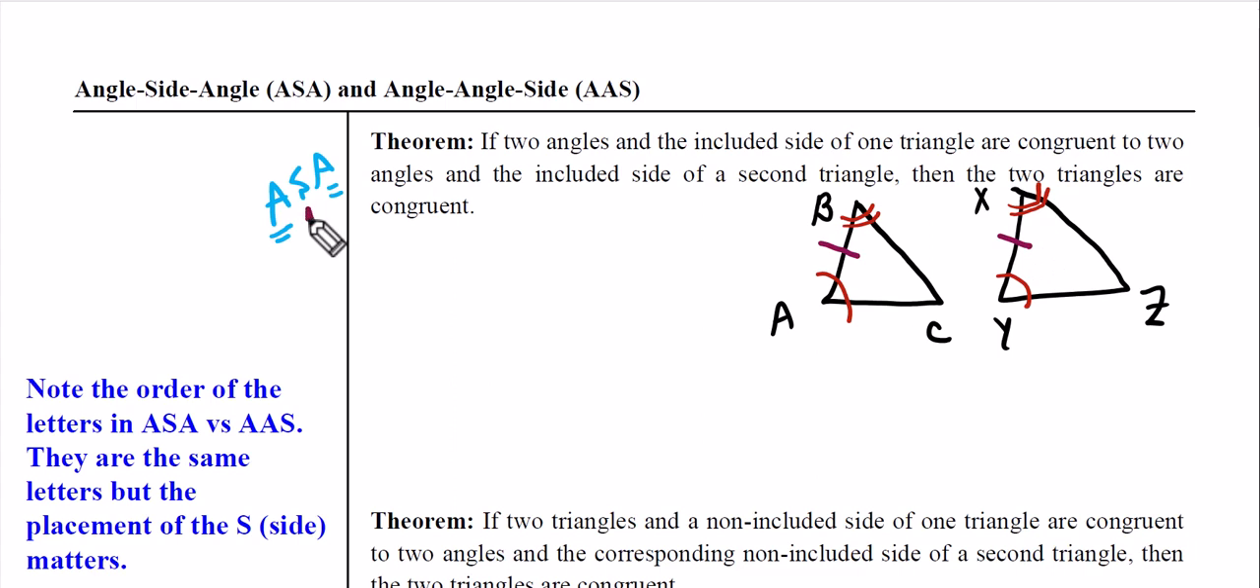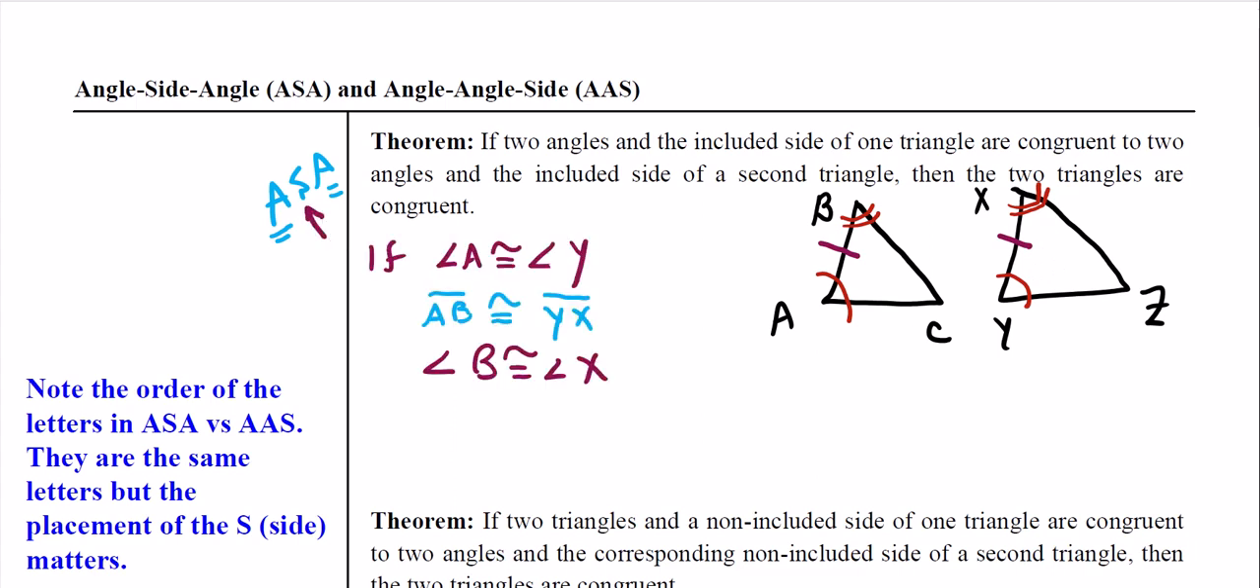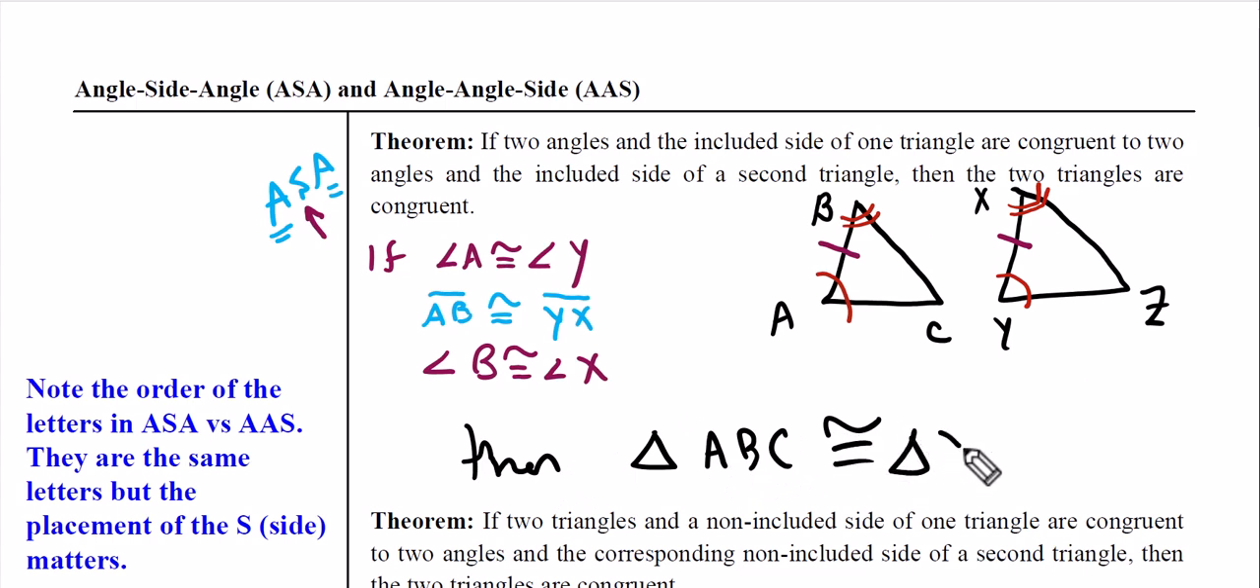That's my S right there in the middle. So we've placed that one in the middle. And it could be any two angles as long as we have the side that's being shared. If that's true, then we can say that the two triangles are congruent to each other. So triangle ABC is congruent to triangle YXZ. That's ASA.